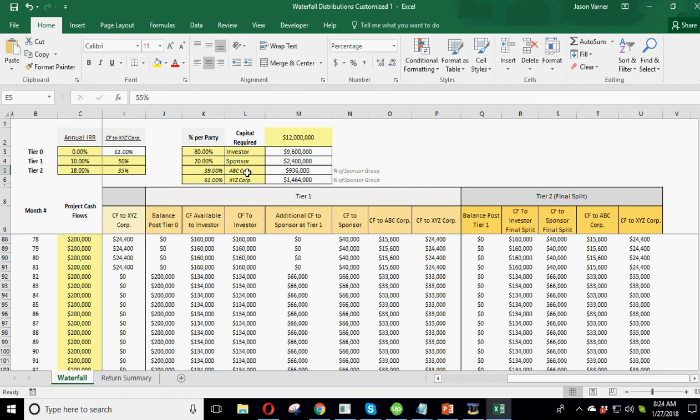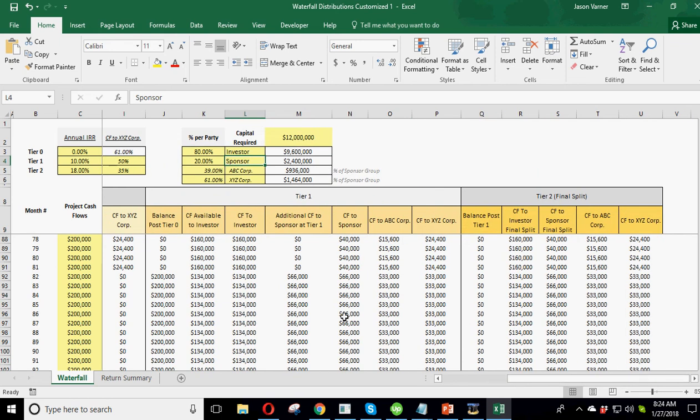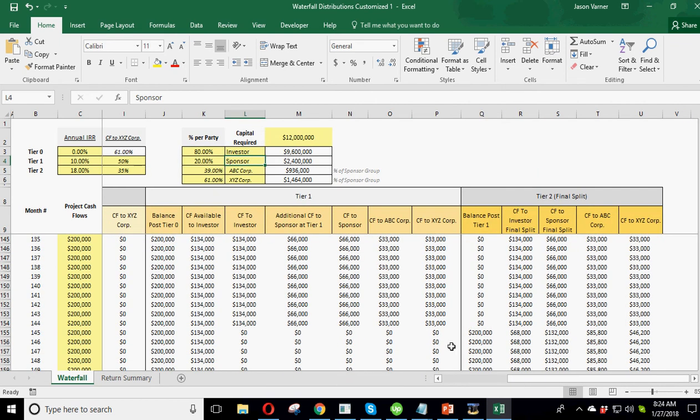Now, if the sponsor or investor was not broken up into two parts, you could just put 0% here for these, and it would just be a traditional joint venture between investor and sponsor, and the cash flows will go accordingly. And then we have our third tier here, or tier two, which is the final split.